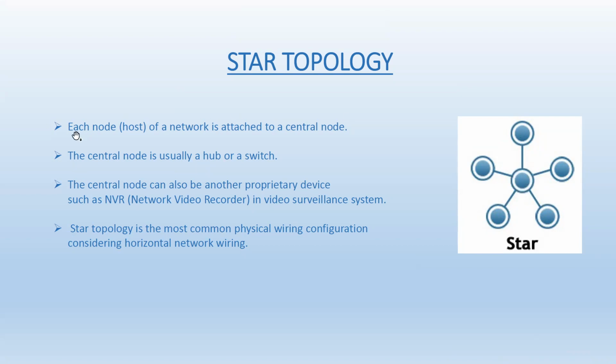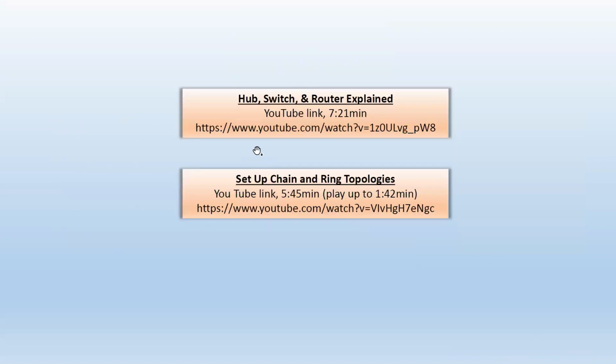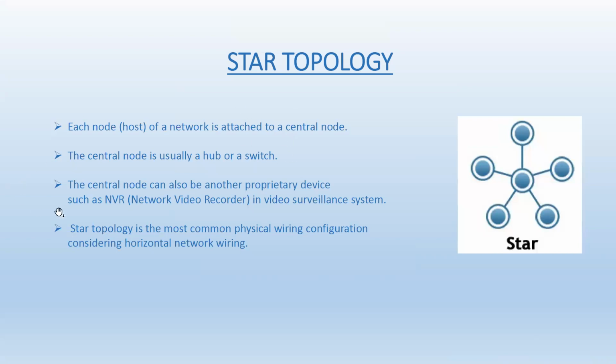So what do we have here? Each node or host of a network is attached to one central node. The central node is usually a hub or a switch. That's why I'm going to ask you to know the difference between these two. Then the central node can also be another proprietary device, not necessarily a switch. It could be an NVR, which stands for Network Video Recorder, or DVR. Those terms are being used interchangeably.